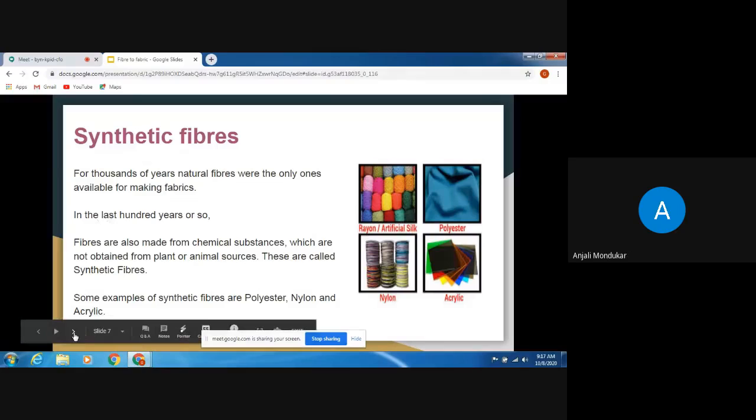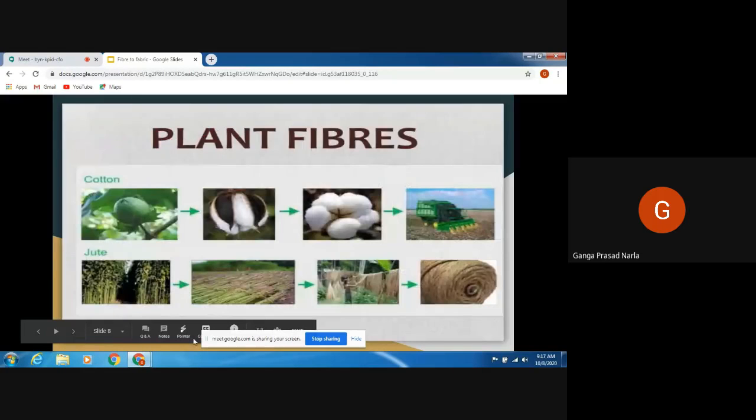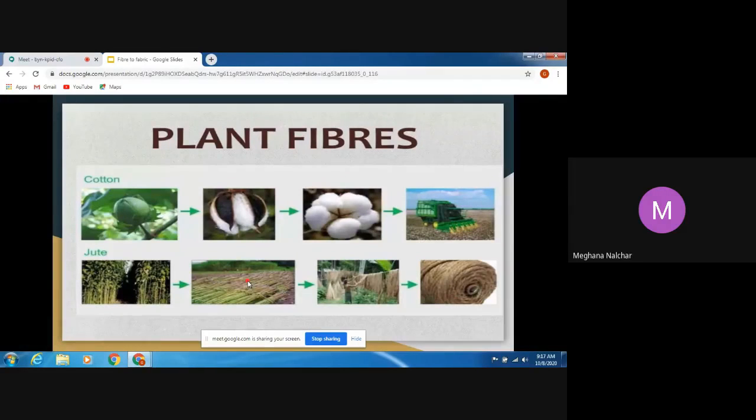Next one. Are these natural fibers or synthetic fibers? Natural fibers. Are these natural fibers or synthetic fibers? Natural fibers. Plant fibers mean natural fibers.